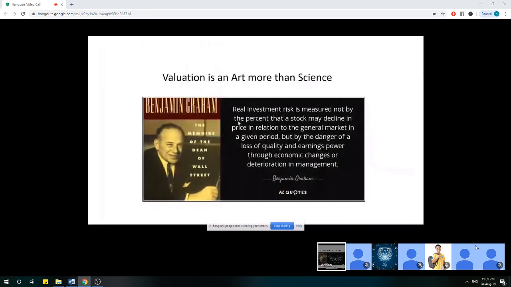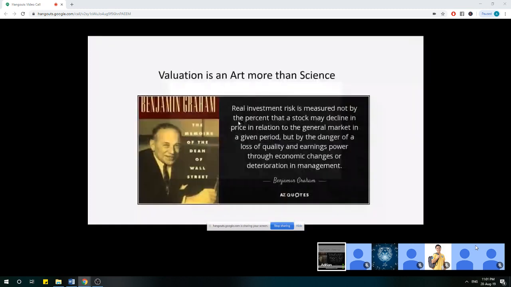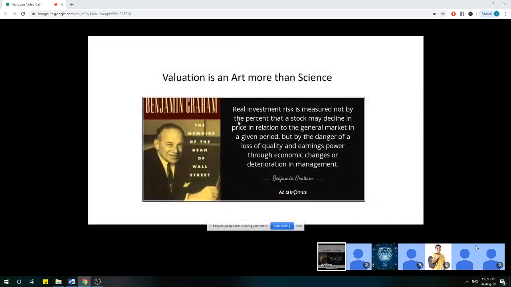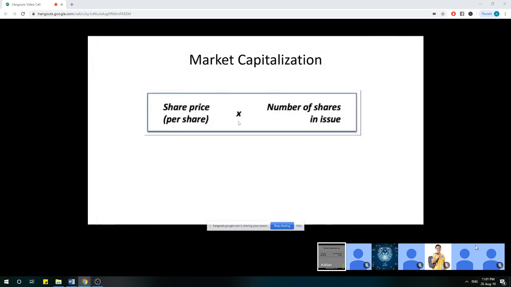Okay, for the last part, we come to the last part of the module, the valuation. From valuation here, I will teach a very simple, layman's term of valuation. I won't teach you the financial modeling one.